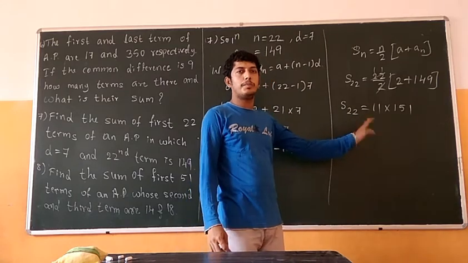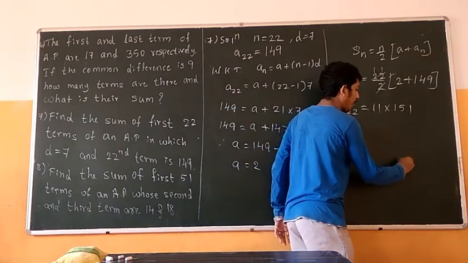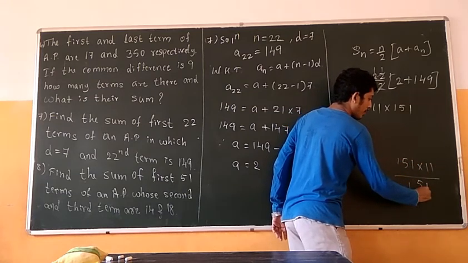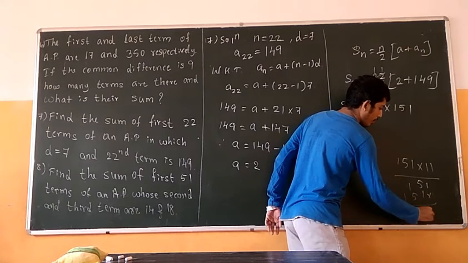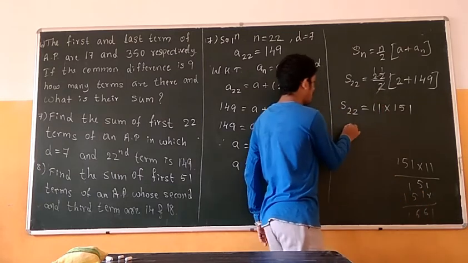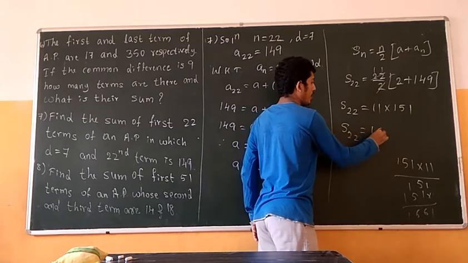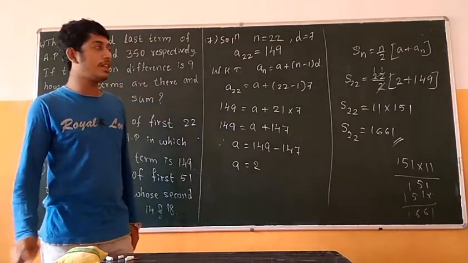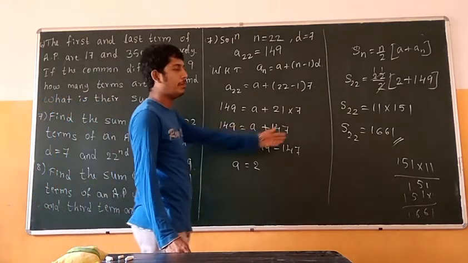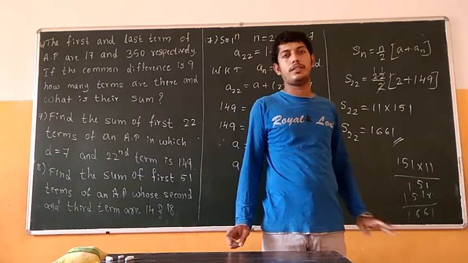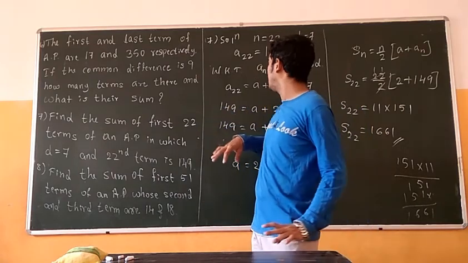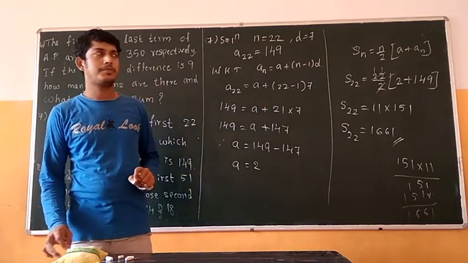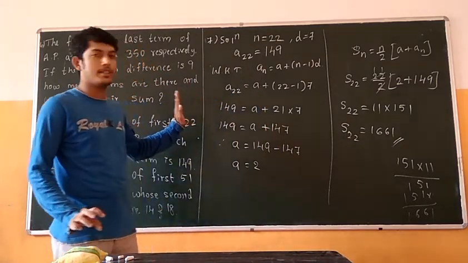Now again I will multiply, 151 into 11, which gives 1661. So S22 is equal to 1661. Therefore the sum of the 22 terms of this series becomes 1661. Okay, this is the method of solving the second problem.